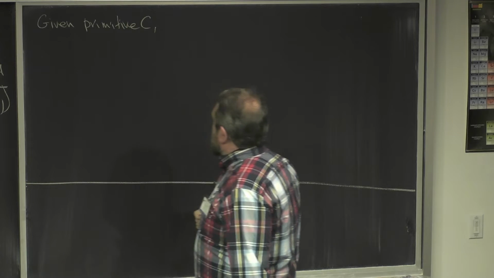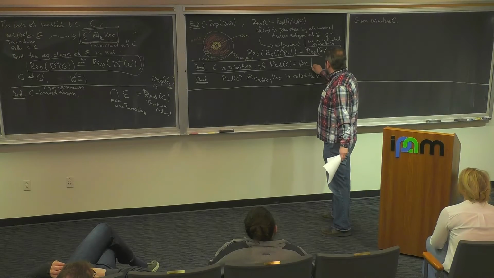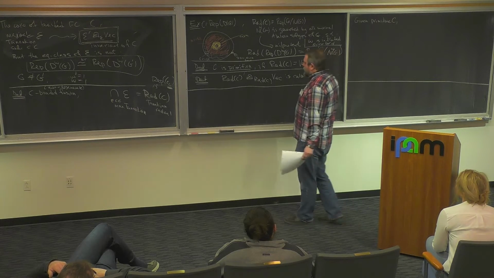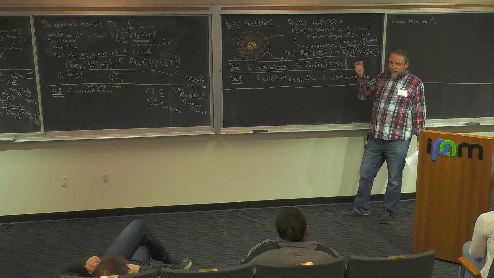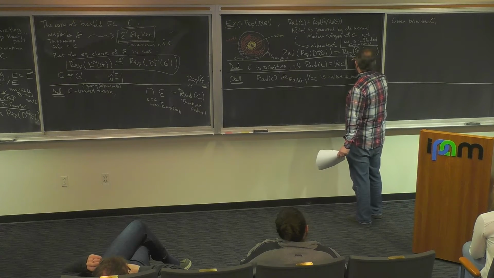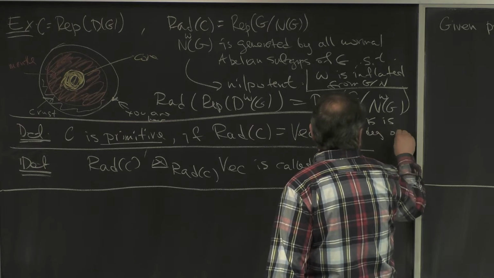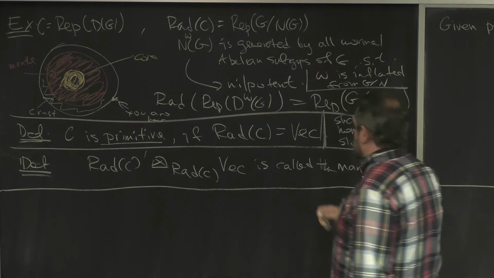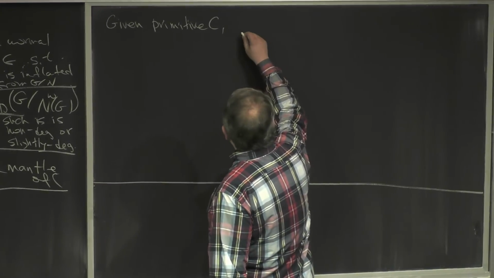Given a primitive C, I should say here that a primitive category is necessarily non-degenerate or slightly degenerate. It cannot have a Tannakian part in its Müger center because it would contribute to the radical. So such C is non-degenerate or slightly degenerate. Slightly degenerate means that the Müger center is the category of supervector spaces.